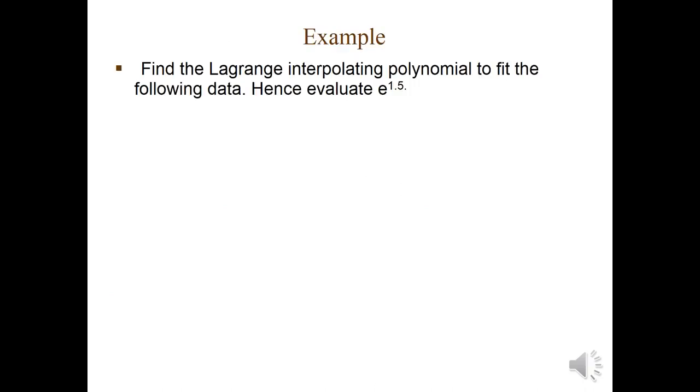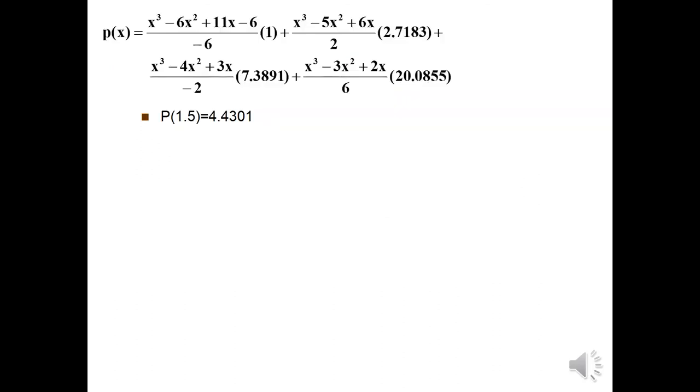Now let's see, we have to calculate the value in terms of x. So if we simplify it, we will have a polynomial in x. It can be further simplified, and in the question we have to find out the value of e to the power 1.5. So we put 1.5 in the above polynomial, that is x is equal to 1.5, and get this value 4.4301.